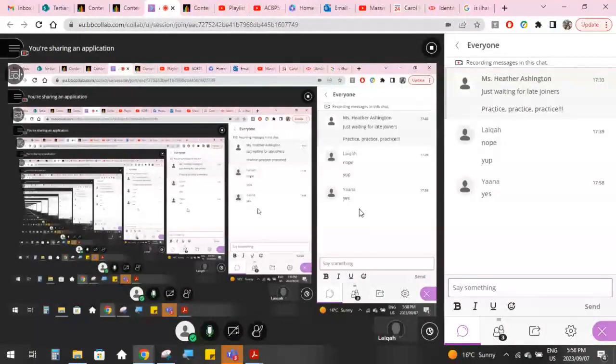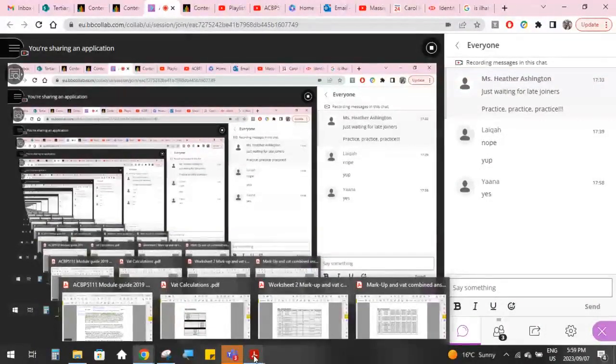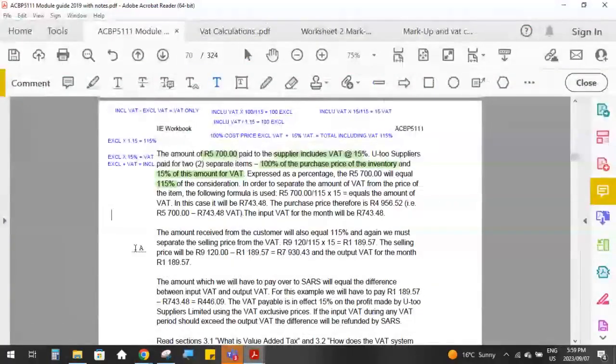And as I said earlier on in the chat, practice, practice, practice, practice. It's the only way to get it, and then it will start coming naturally. I'm going from the left to the right, from the right to the left, up and down. And the more you do that, the more comfortable you'll get, and you'll end up not even thinking twice anymore when you're doing your VAT calculations.